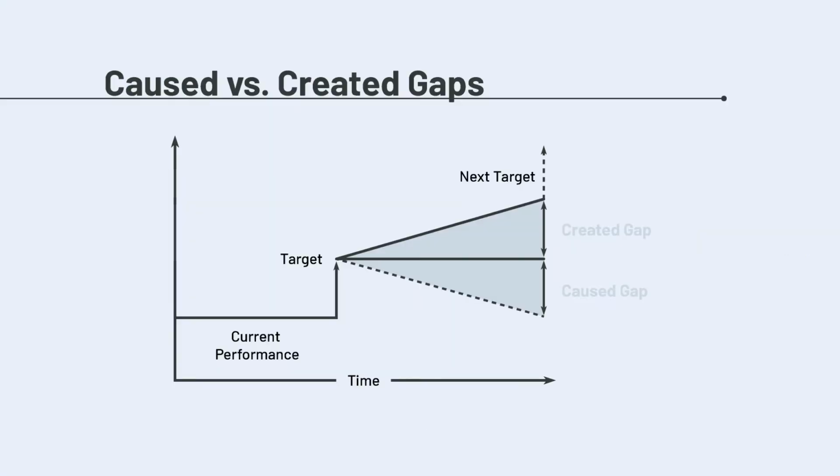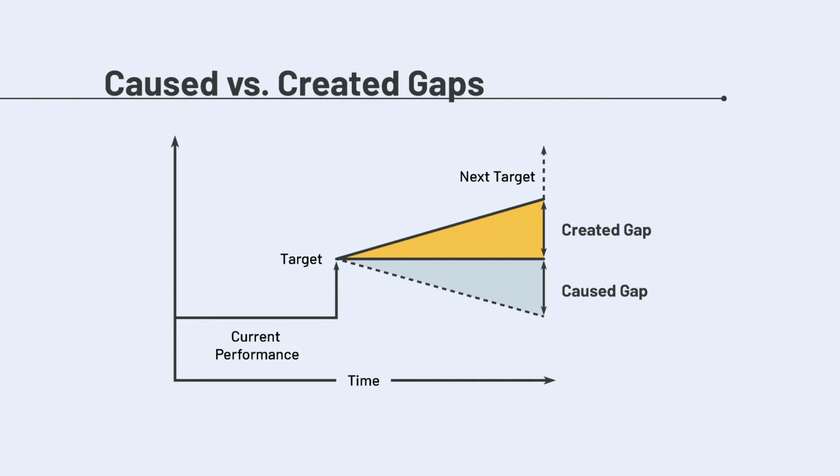So do we have a cause gap where actual performance isn't meeting a standard? Or are we meeting our current standard but challenge ourselves to raise the bar? This would be the creation of a gap, or a created gap. Once we understand both our current and target condition, we can start to dig deeper in our analysis.